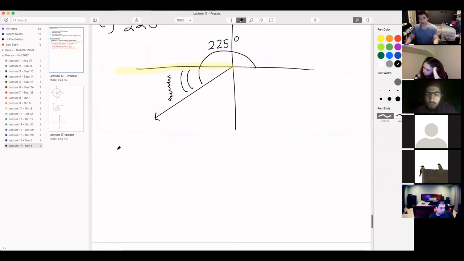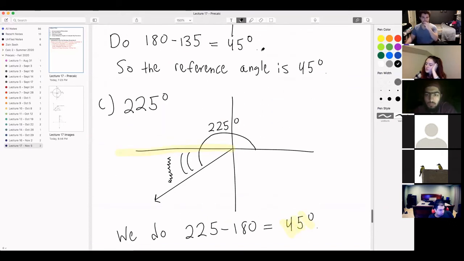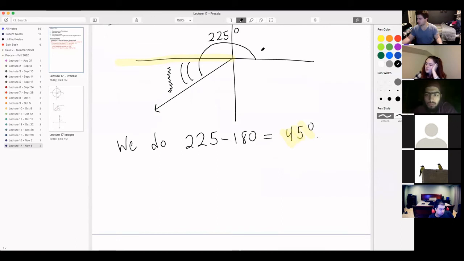Good. So we do 225 minus 180. Excellent. And what is this? So this will be 45 degrees. Very good. Do we have another?